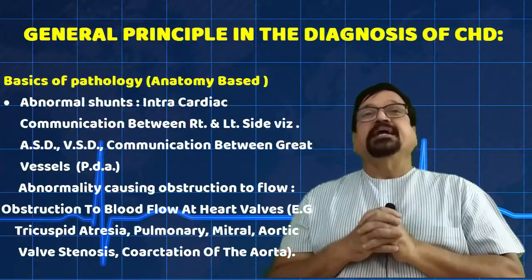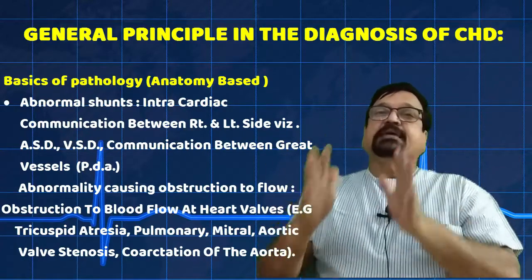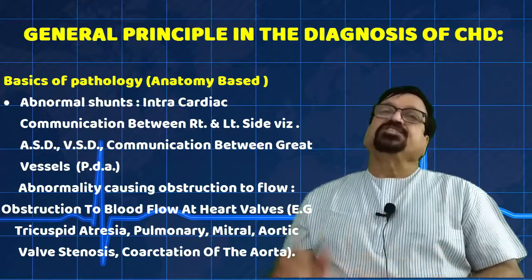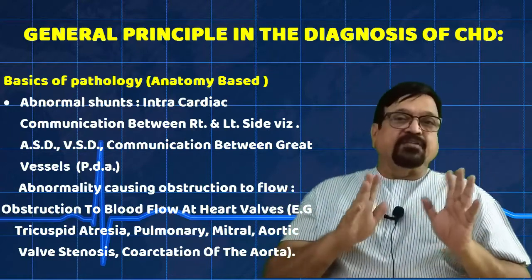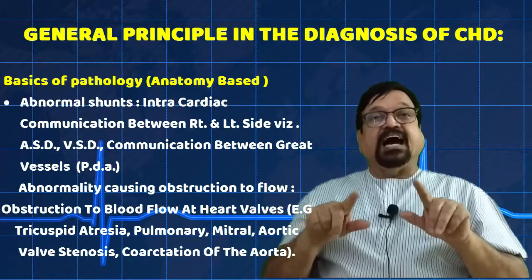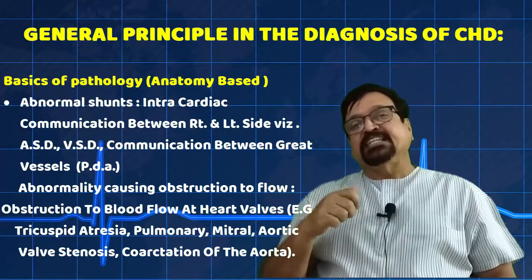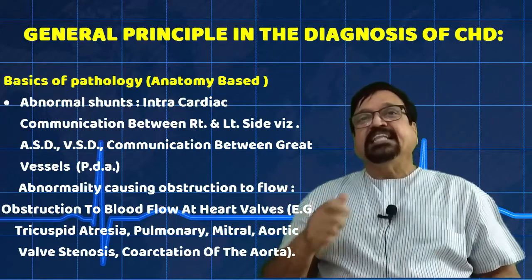Now what can happen? That is the basis of the pathologies. In all these anatomical routes, there can be abnormal shunts. These shunts are required for fetal circulation. Now if they remain patent after 1 hour, in the life after birth, then it is abnormal.